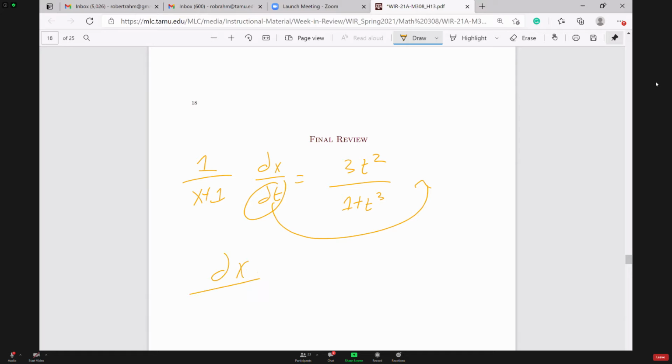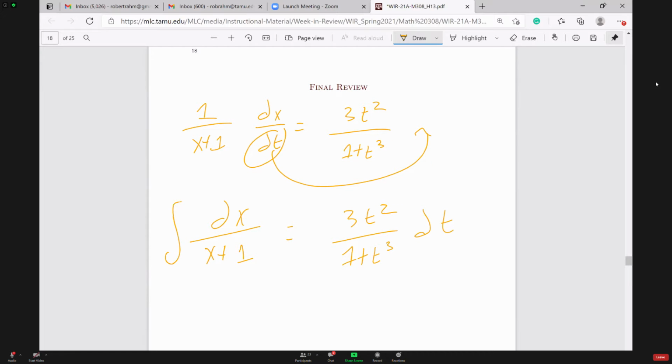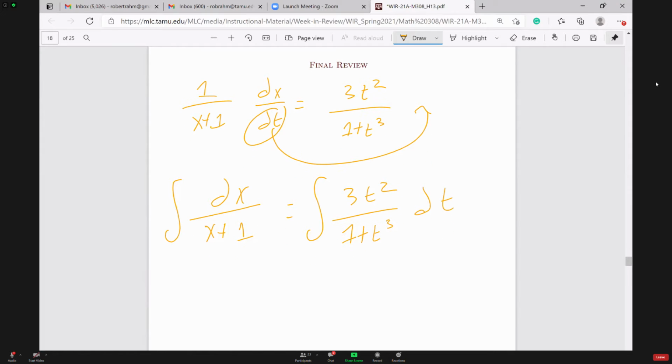And so we get dx over x plus 1. Whoops. Dx over x plus 1 is equal to 3t squared over 1 plus t cubed dt. And now we're going to take the antiderivative of both sides. And now we get essentially back to where we were before. The left-hand side is a natural log of the absolute value of x plus 1. And the right-hand side is a natural log of the absolute value of 1 plus t cubed plus c. Okay, really there's an arbitrary constant here as well, but we're just going to put them both on one side. And since we're solving for x, it makes sense to put it on the t side.